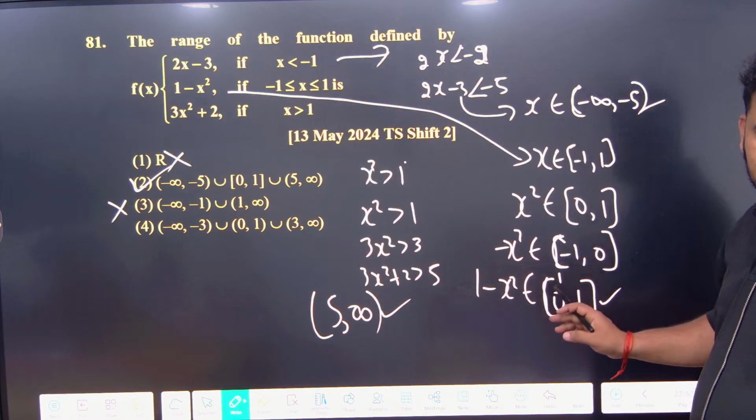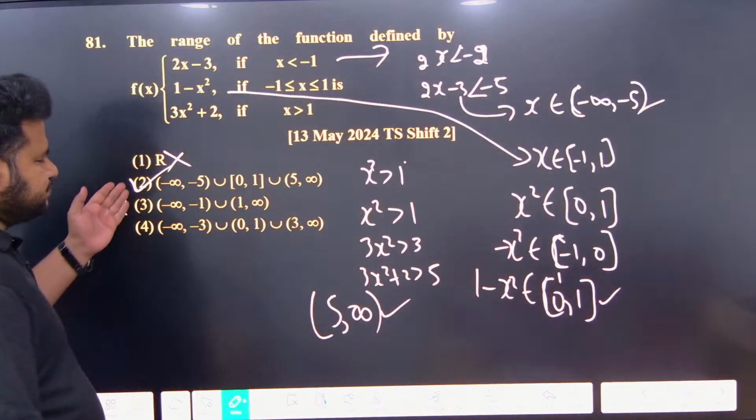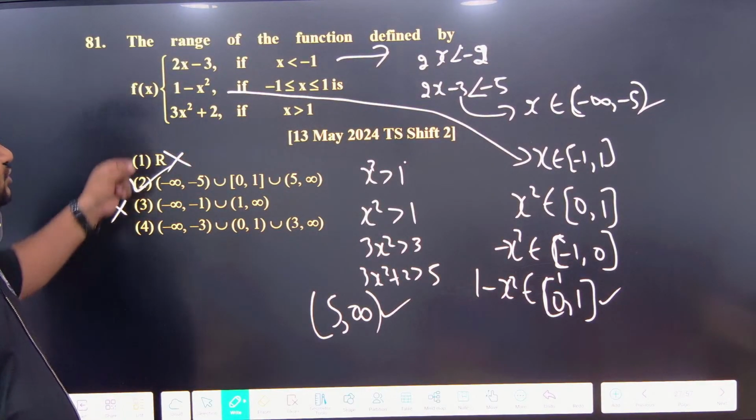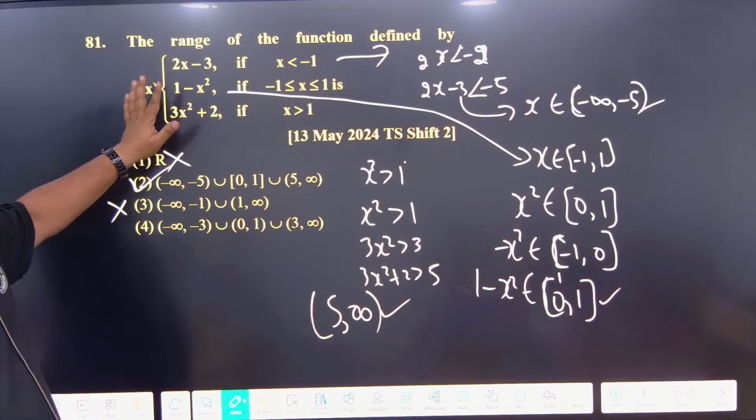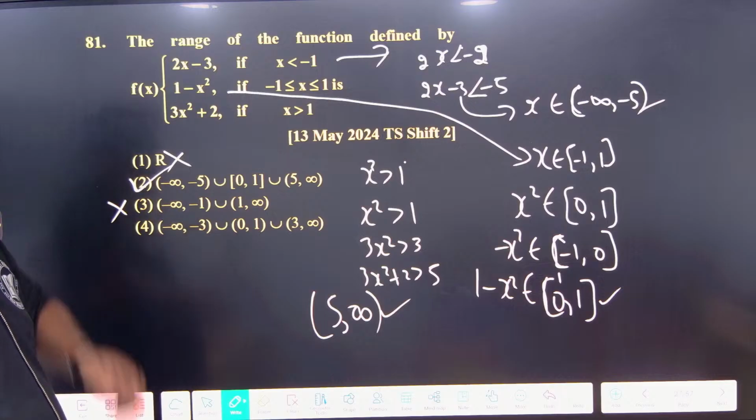If you want, you can write it down. Like this, you have to make the union. See, if you want to choose between the second and fourth option, here at least you can make use of the question to some extent. You can make use of the question.